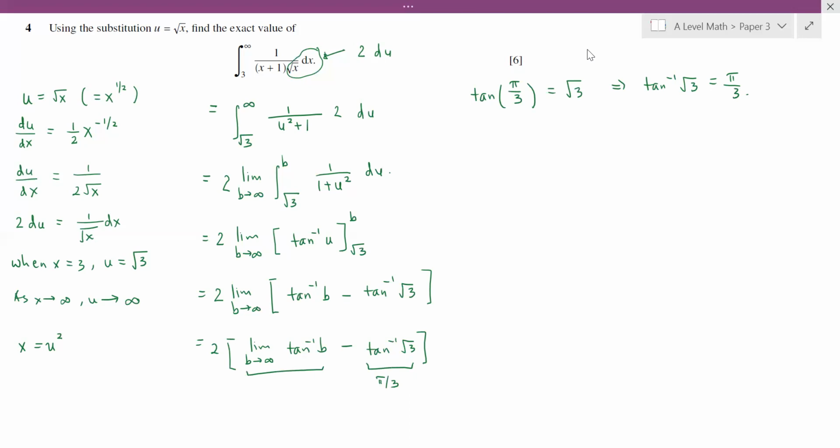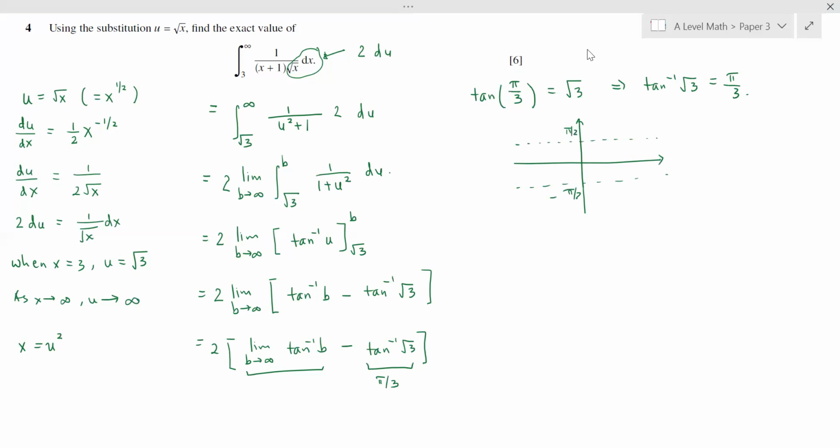And now, to find the limit of arctangent of b, the graph of the arctangent function is the inverse tangent. Tangent has asymptotes at minus pi over 2 and pi over 2. That is pi over 2. And the graph of the arctangent function is like that. You see that as x approaches infinity, the graph of arctangent of x approaches pi over 2. Then this will give us pi over 2.